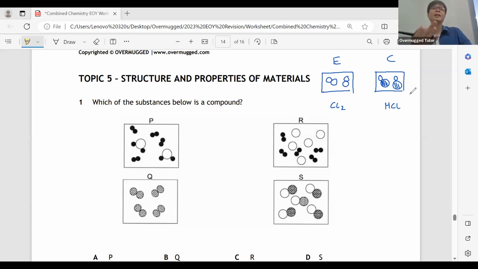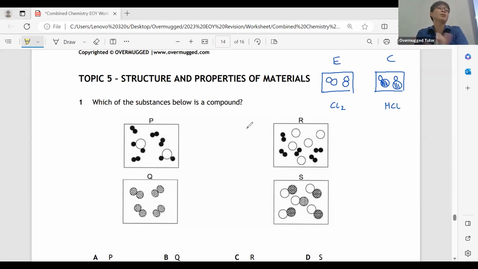Okay, then the third way they can test is they give you certain information. They say that this substance cannot be broken down further by heat, right? Something like this. Or this substance will form a gas and a solid under strong heating, something like this can be broken down. Okay, so I give you certain information, you deduce whether it's an element, compound, or mixture.